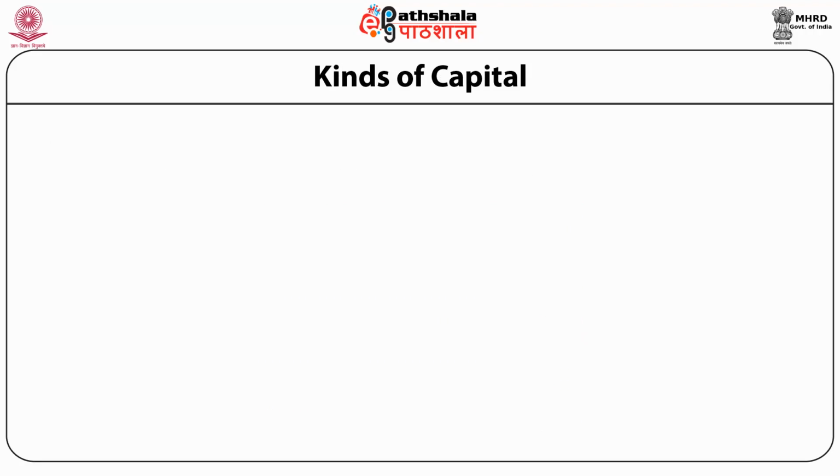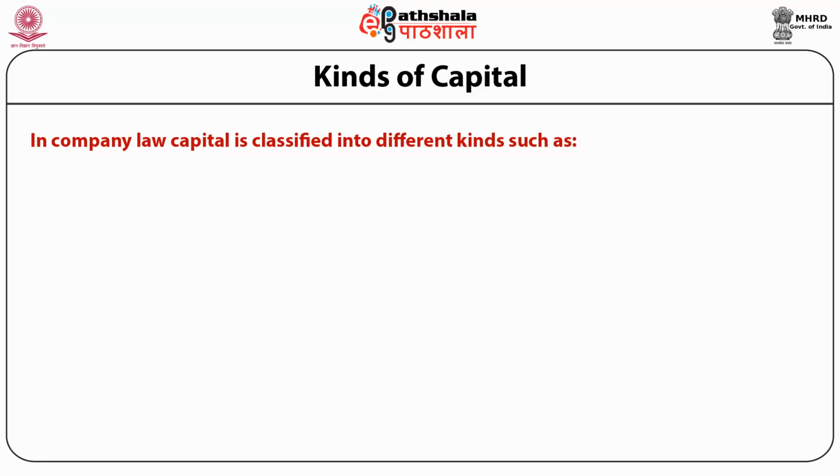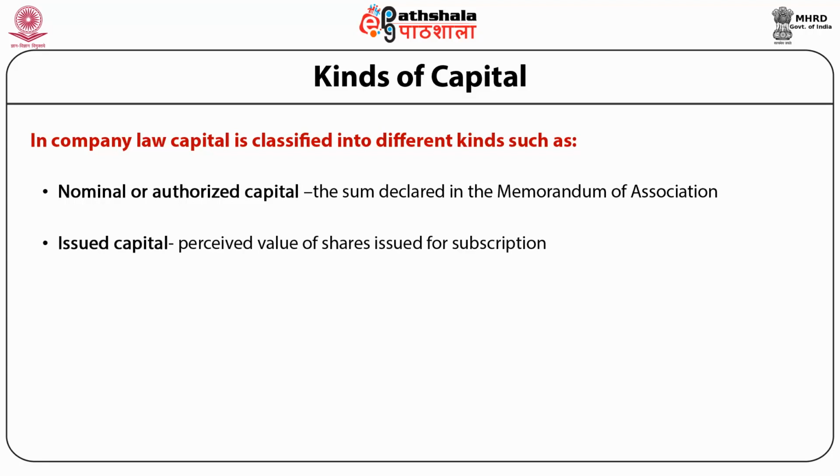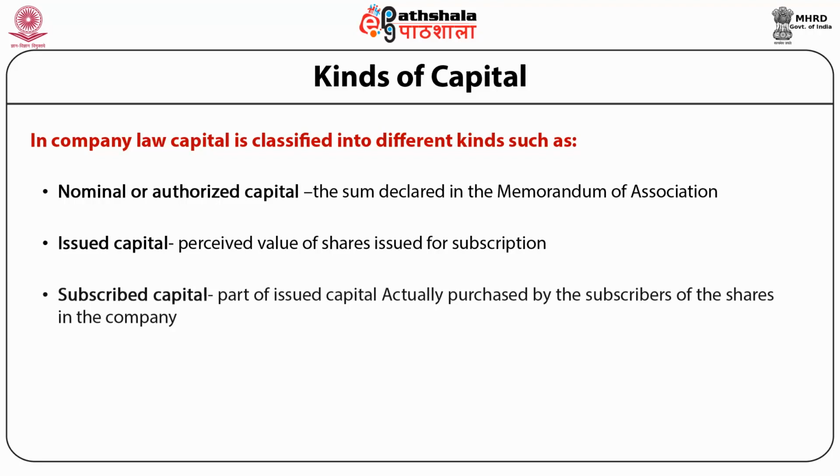The different types of capital. In company law, capital is classified into kinds such as nominal or authorized capital, which is the sum declared in the memorandum of association. Then issued capital, which is the face value of the shares issued for subscription. Then subscribed capital, the part of issued capital actually purchased by the subscribers of the shares in the company.